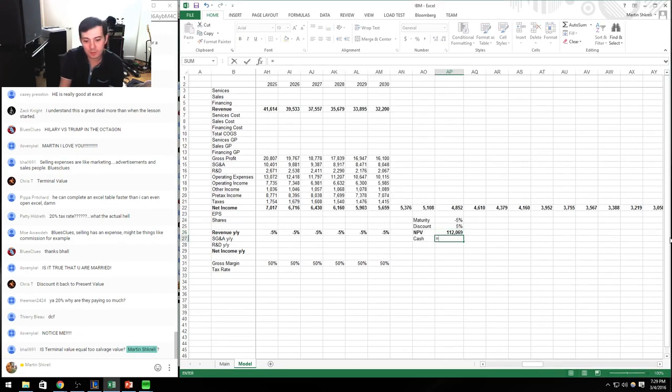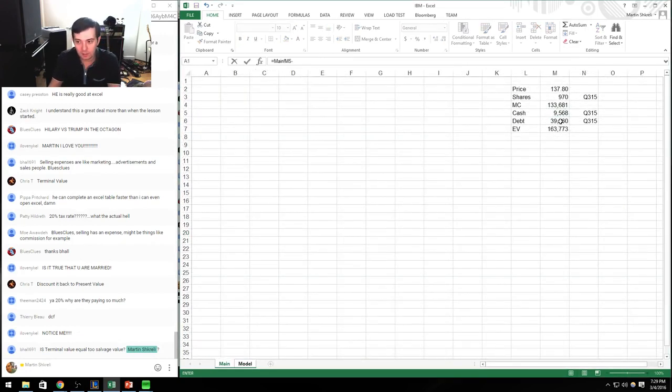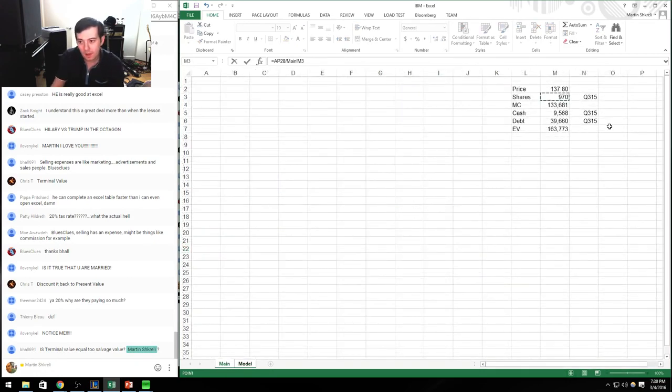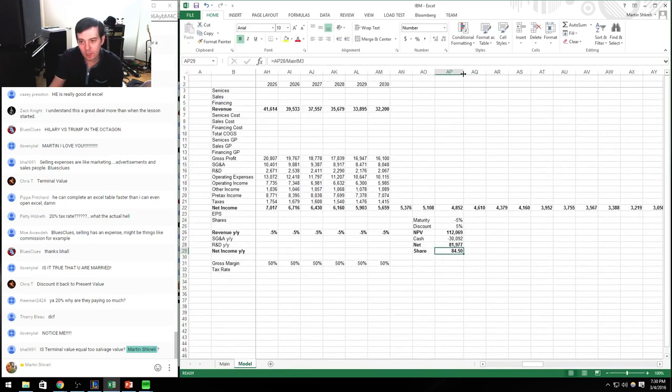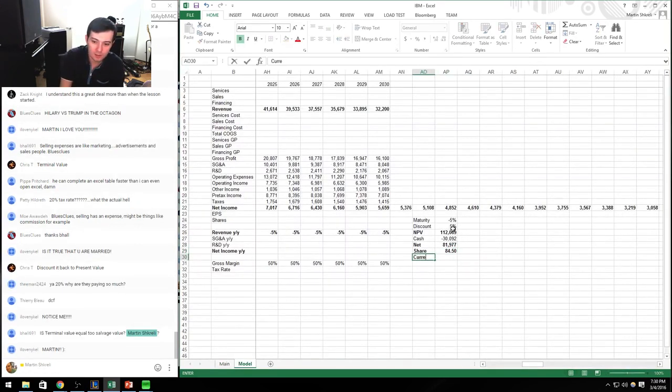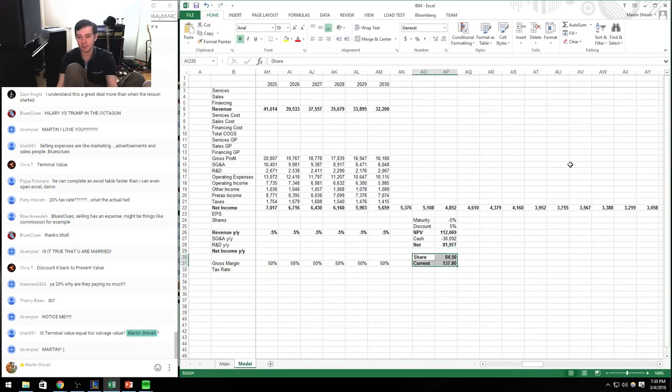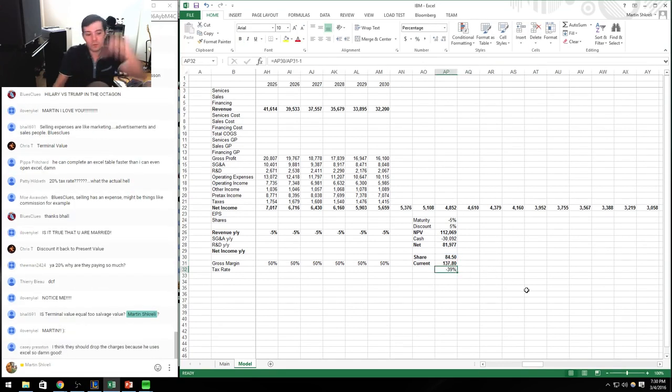How about the cash? We've got to include cash. There's negative cash at IBM. So the net NPV is 81 billion, and that means their share price is what? $84 a share, and the current share price is $134 a share. So our model is telling us that the shares should be at 84. But right now they're at 137. So that means that the stock could be a short. It could be 40% more downside.